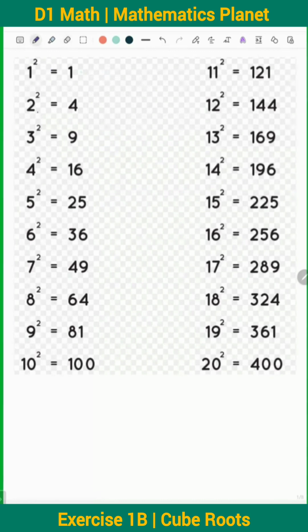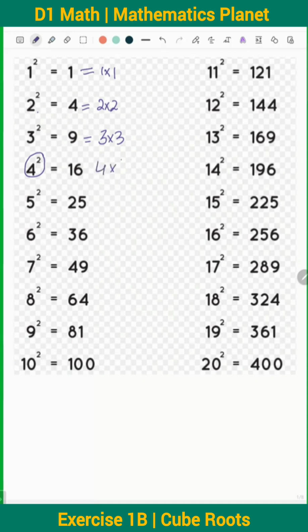One square means one multiplied by one. Two square means two multiplied by two. Three square means three multiplied by three. When I asked you what is four square, one of the students answered 8. No, it's not 4 plus 4. No, it is wrong. It is 4 multiplied by 4, that is 16.